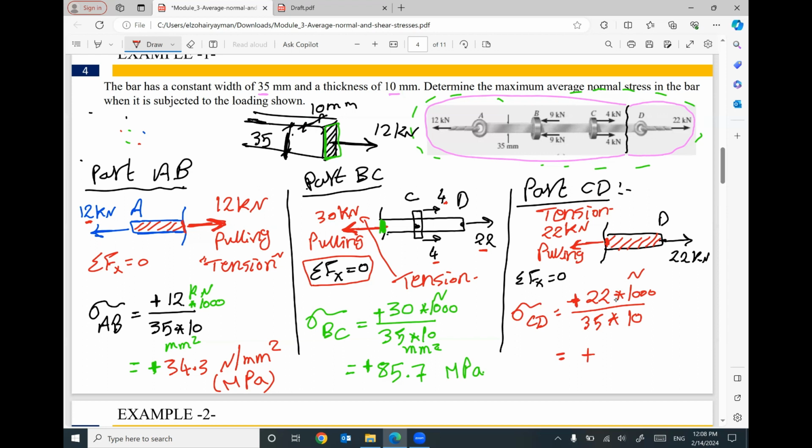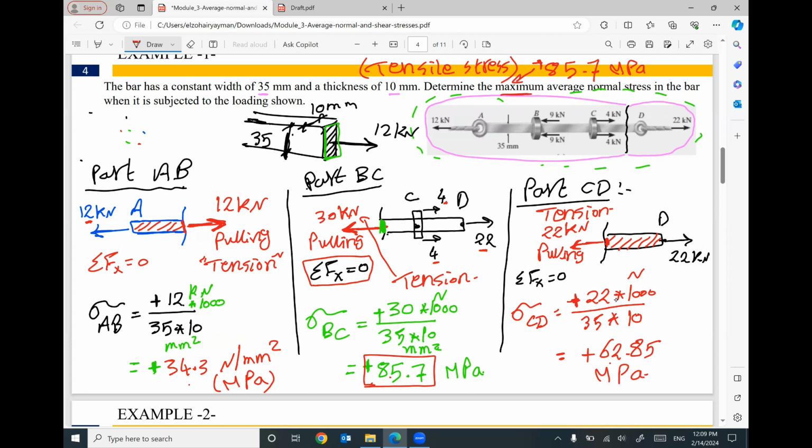I got 62.85 megapascal. So the highest value of stress, which is the maximum stress, will be 85.7. So the maximum stress will be 85.7 megapascal. Positive means tensile stress. That makes sense? This is how to solve this kind of problem.